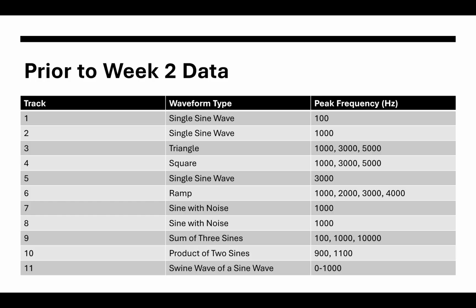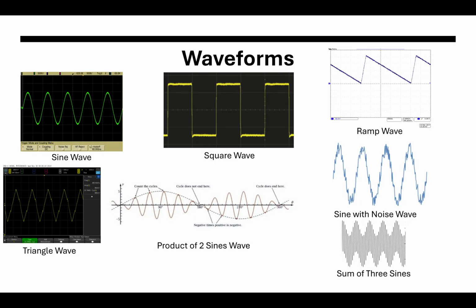For the prior to week 2 data, we had to analyze tracks and then determine the waveform type and the peak frequency. Listed in the table are 11 tracks with waveform types ranging from single sine waves, triangle waves, square waves, ramp waves, sine with noise waves, sum of 3 sines waves, product of 2 sines, and sine wave of a sine wave, with the peak frequencies listed on the right. For the waveforms, here we have a visual representation of what they look like.